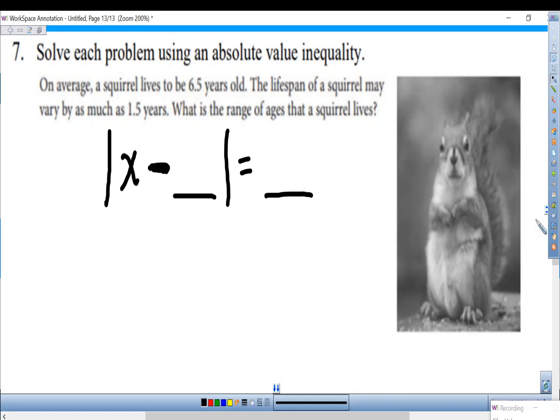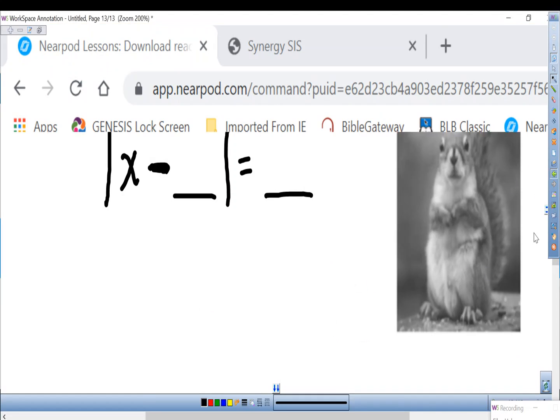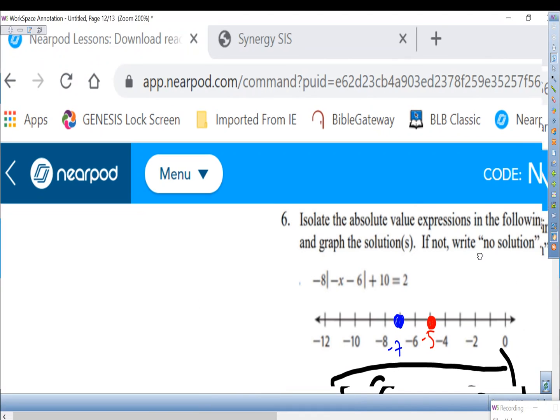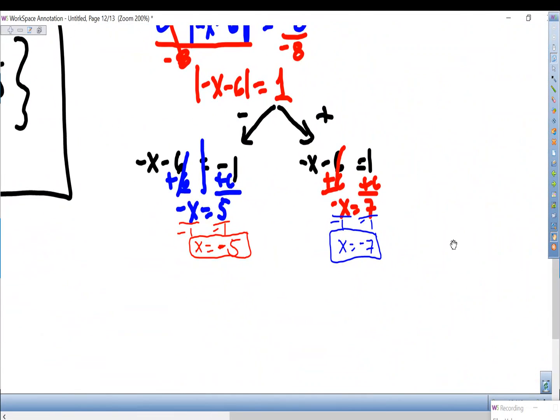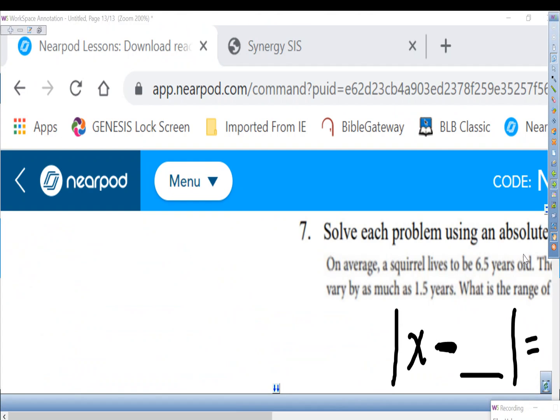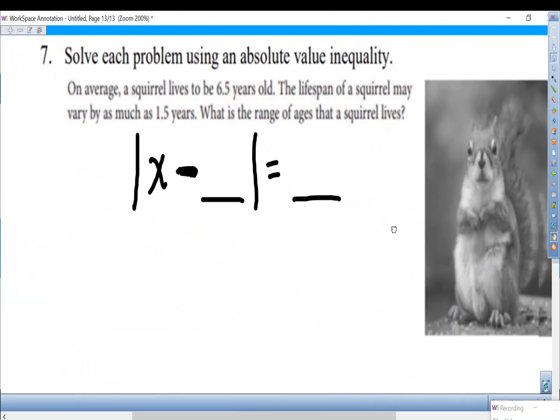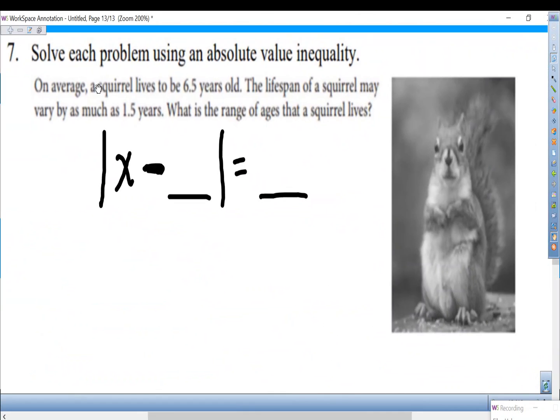So, let me go back to the previous problem, though. Look up. In this problem, which one became positive and negative? The number 1, right? The one that was by itself. Okay. So let's go to the problem at hand. Look at this one. Let's read the problem. It says, on an average, the squirrel lives 6.5 years old. The lifespan of a squirrel may vary as much as 1.5 years.